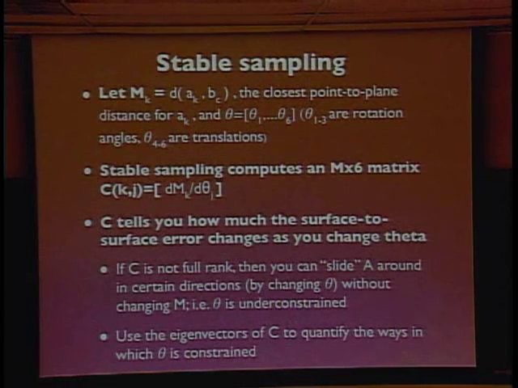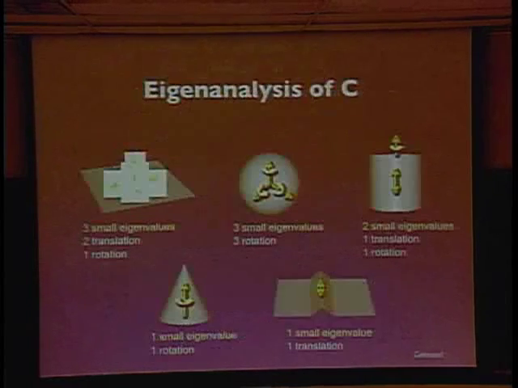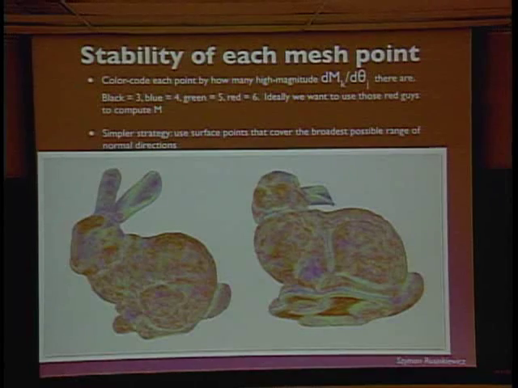If it's not full rank, then that tells you that you have a gauge freedom, that you can slide or rotate one surface with respect to the other and still get approximately the same level of matching, which is not what you want. So I'm going to skip that and just go straight to the results.